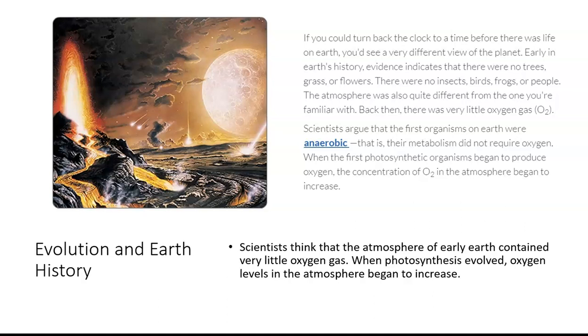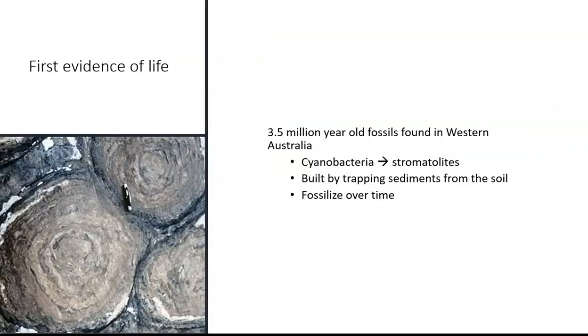Scientists argue that the first organisms on Earth were anaerobic. That is, their metabolism did not require oxygen. When the first photosynthetic organisms began to produce oxygen, the concentration of oxygen in the atmosphere began to increase. Scientists think that the atmosphere of early Earth contained very little oxygen gas, and when photosynthesis evolved, oxygen levels in the atmosphere began to increase.